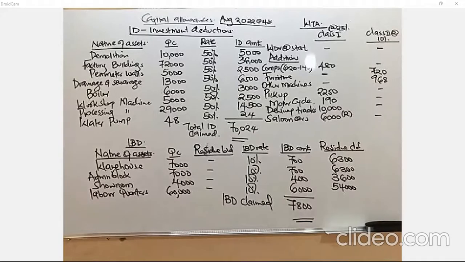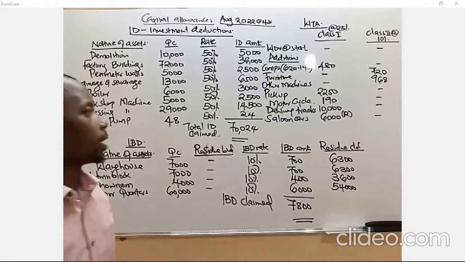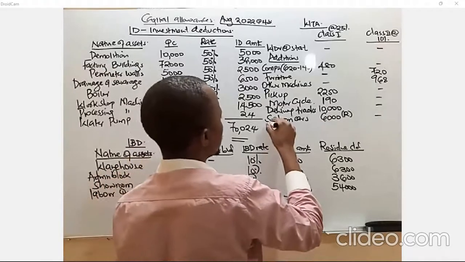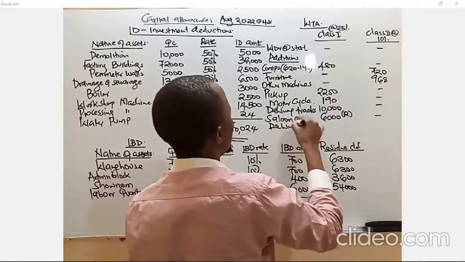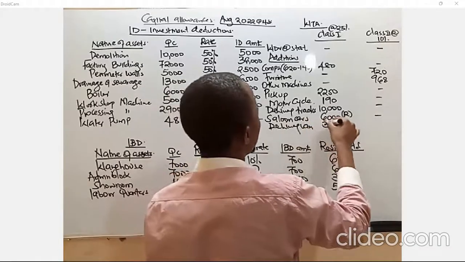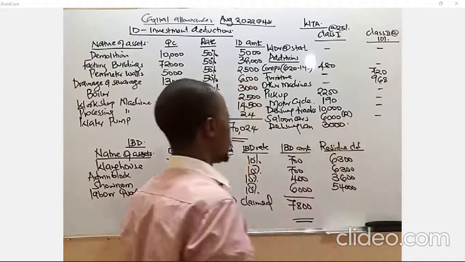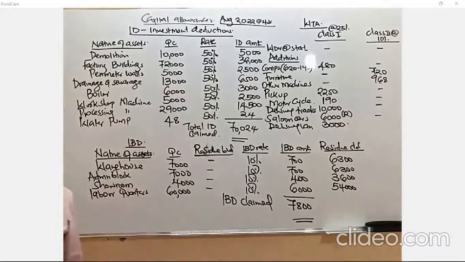From there, we have been told that in November 2021, the pickup vehicle was traded in with a new delivery van for 3 million, right? The pickup had a value of 1.6 at the time of the trading. So we have a new vehicle here called a delivery van. Delivery van for 3 million.